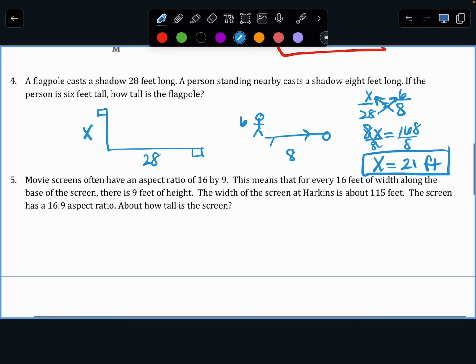All right, last one. Movie screens often have an aspect ratio of 16:9. That just has to do with how it stretches. If you've ever played around with the settings on your TV, or your screen, and tried to make it fit different, and it starts making it look all squished or wonky.